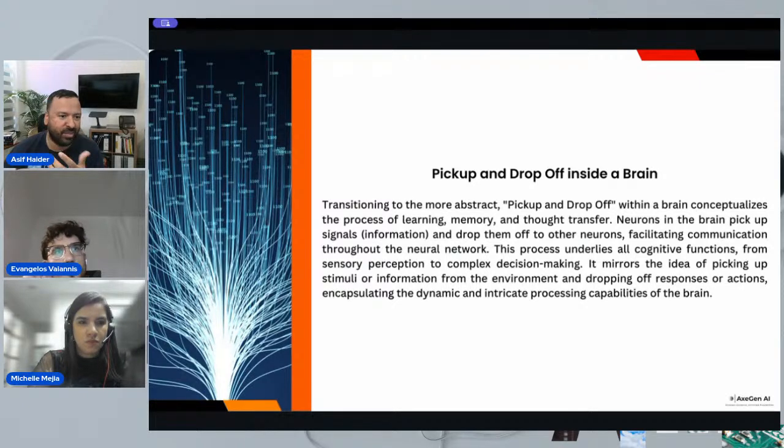And anybody who's lived long enough realizes that the internet was never this fast before. It used to be really, really slow, but it's getting faster and faster. The way we have internet today versus the way we had internet before, it's two different stories. And we actually had the internet built off of sort of the way we do information exchange within our brain. So this is a good transition into pick up and drop off inside of our brain. So I'll quickly run through it.